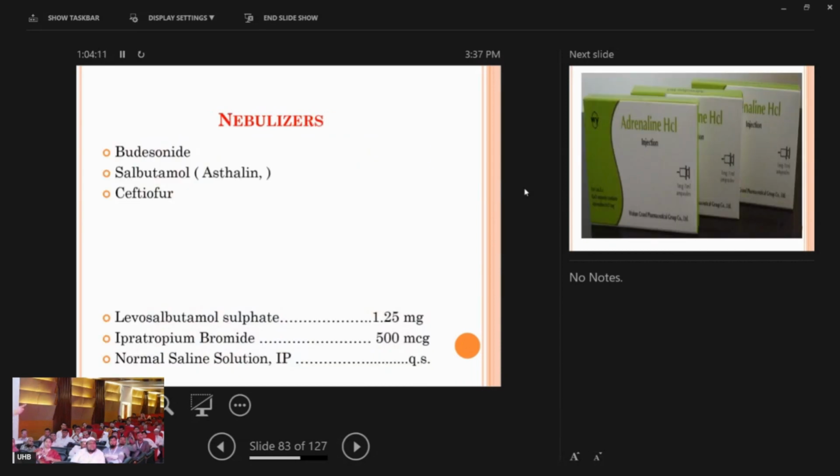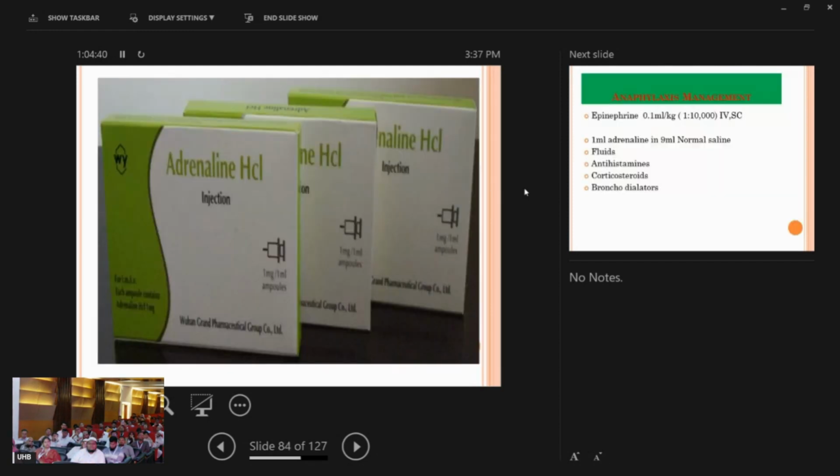And you can use budesonide, which is available for human use. You can use 2 to 3 ampules, pour them in, and give it as nebulization. In LSD cases, very severely affected LSD cases with cough and pneumonia, we have done many cases and very successful treatment has been achieved with this type of nebulization. Salbutamol or ceftriaxone can also be added. Apart from that, budesonide with saline can also be given as nebulization.